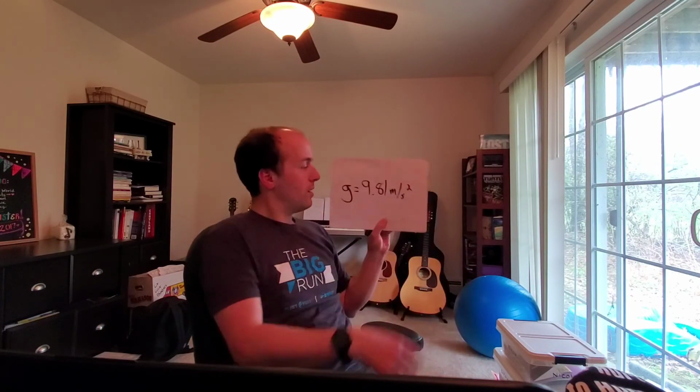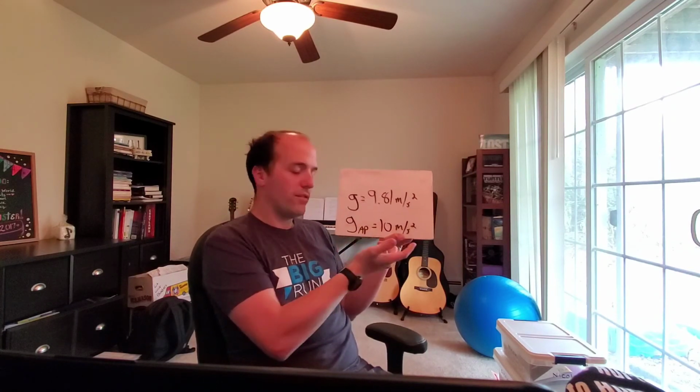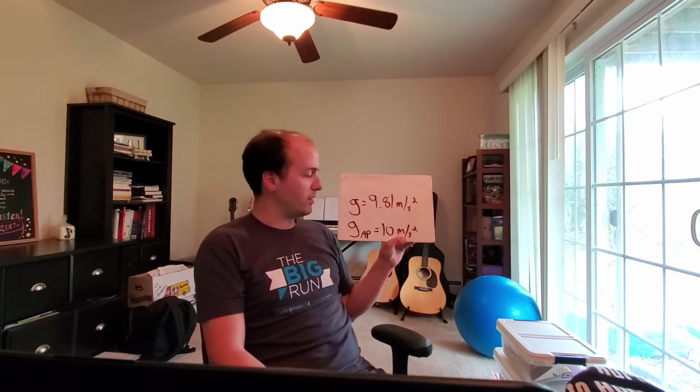Now, just as a quick reminder, your acceleration due to gravity is 9.81 meters per second squared. For AP, you can use 10. So acceleration due to gravity is always 9.81 meters per second squared, but for the AP exam, you can use 10 meters per second squared.